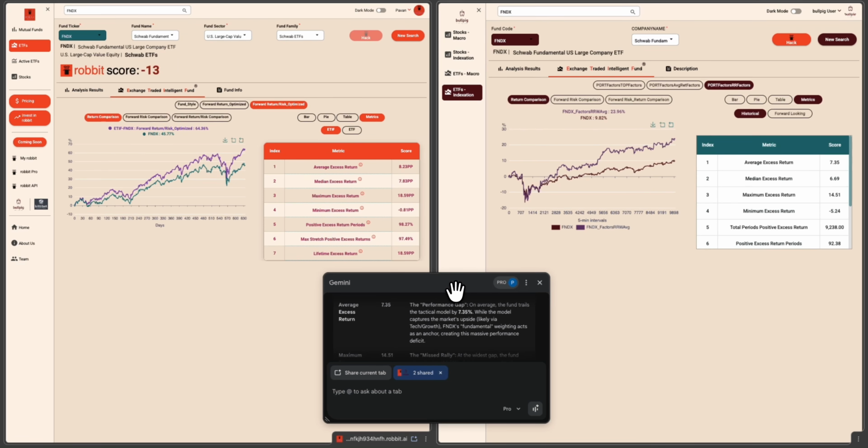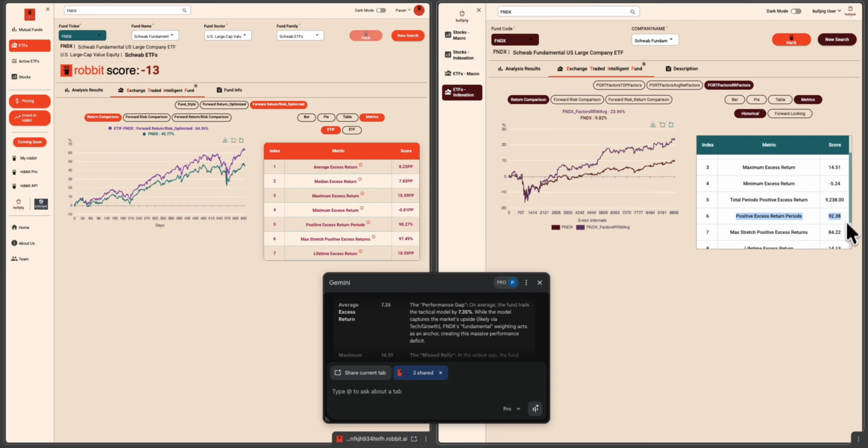1. Tactical Metrics, Bullpig tab, active screen. Focus: short-term momentum and factor capture. Source: metrics table and screenshot. This table measures how the fund performs against the AI's tactical smart money signal. Metric, value, what it means. Positive excess return periods: 92.38%. The daily drag: in roughly 92 out of 100 periods, the AI's tactical model beat FNDX. This shows a staggering lack of agility. The fund is losing to the smart money almost every single day.